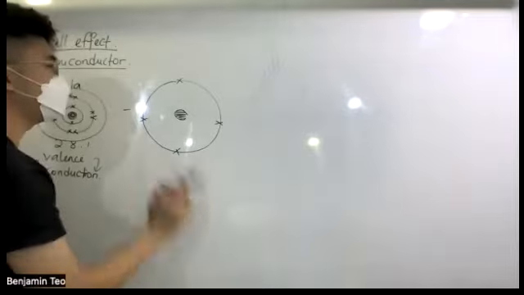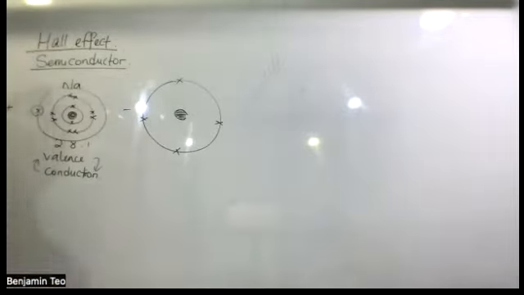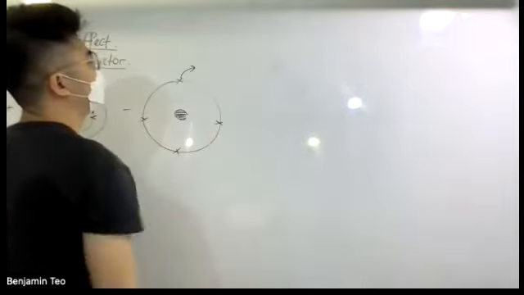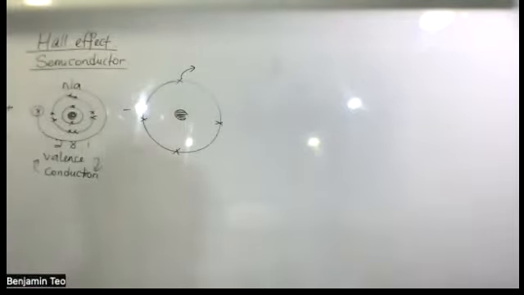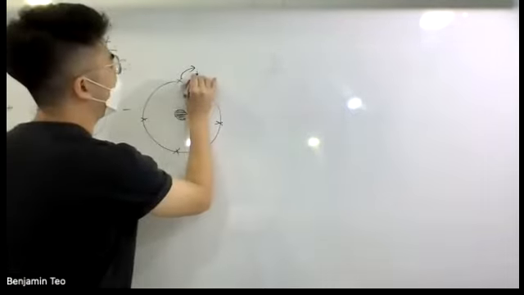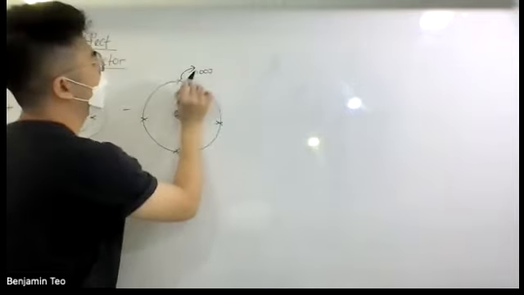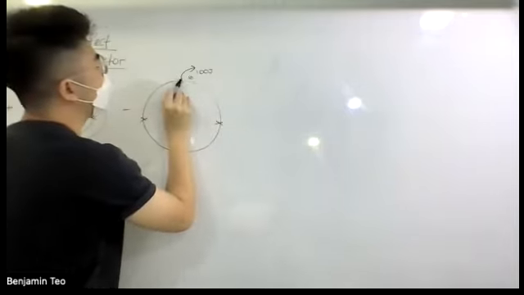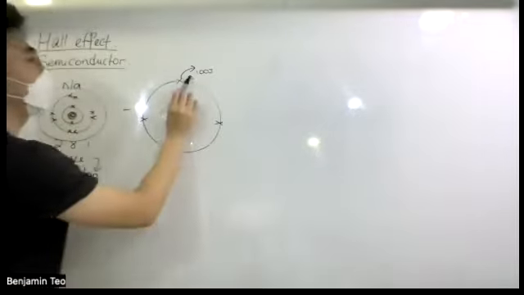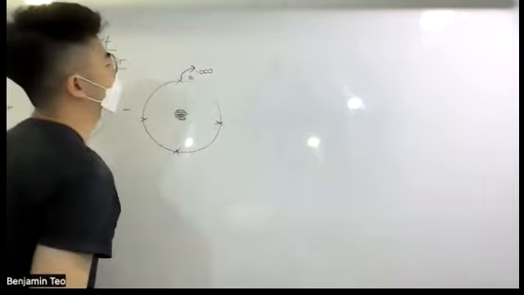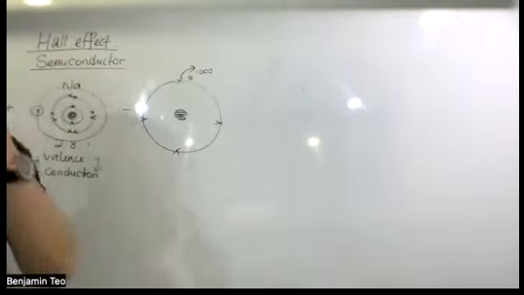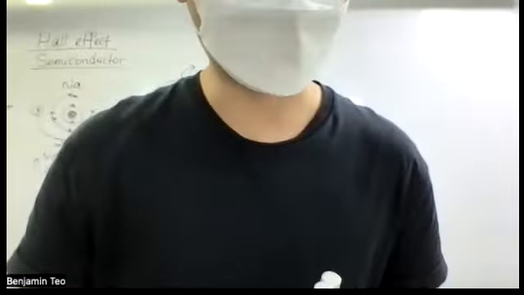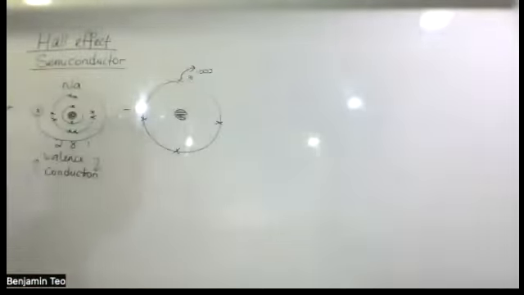You need to supply enough energy for this valence electron to pop out. How much energy do you need to supply? That forms a gap. Let's say the requirement is 100 joules. If you only supply 80, it is not enough, so the electron still stays here. Only when it is 100 or above can it jump out. So we say that there is a forbidden gap that is preventing the electron from becoming a conduction electron. The gap is the amount of energy you need to supply.